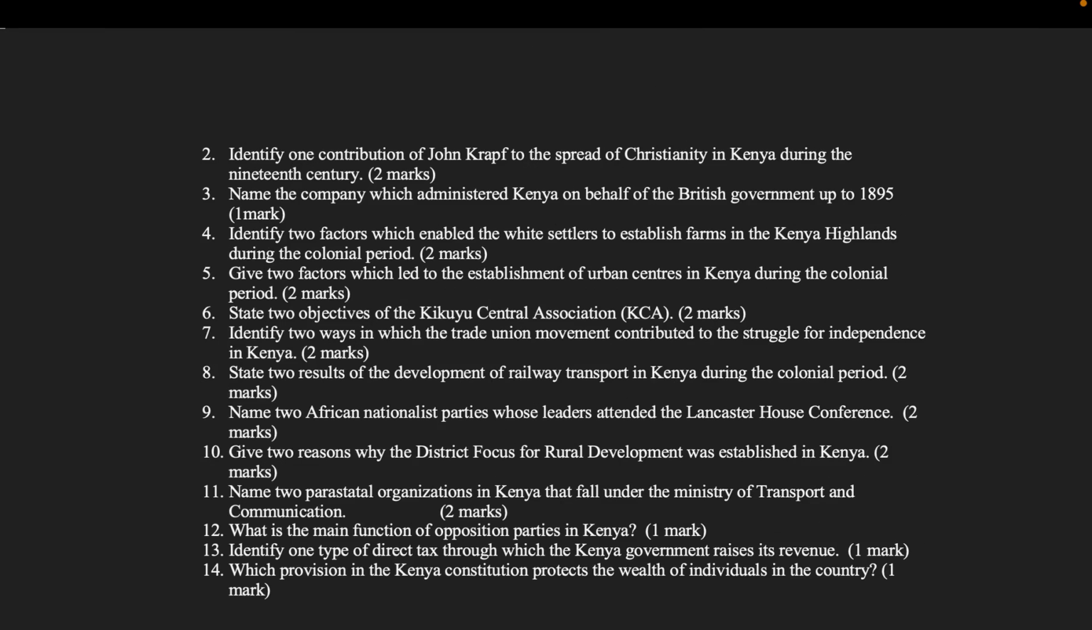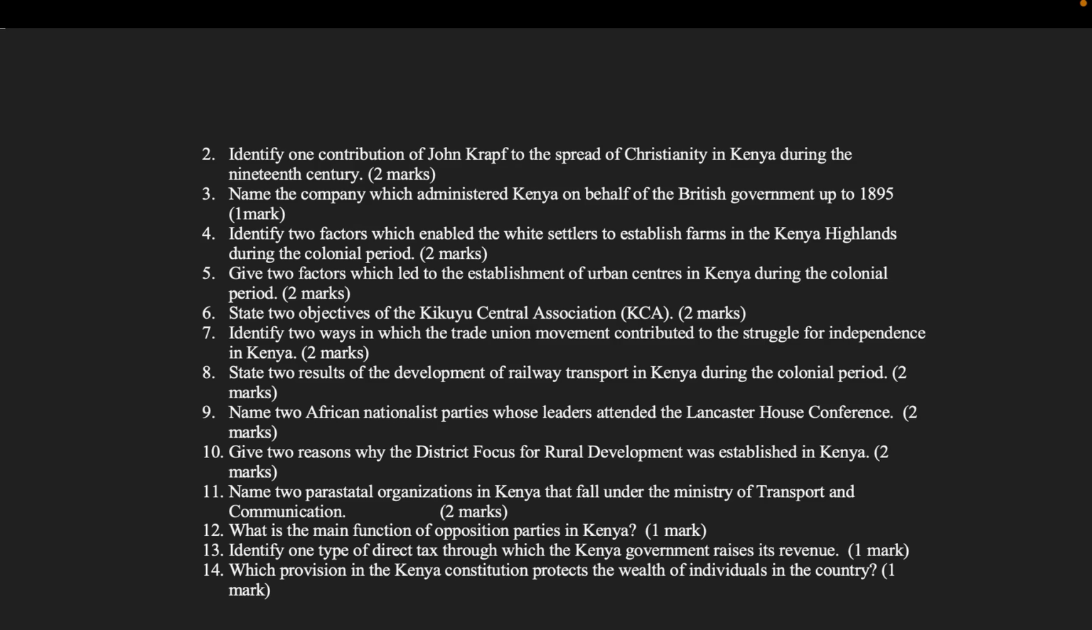9. State two results of the development of railway transport in Kenya during the colonial period. It led to the loss of land among some African communities. Facilitated the movement of goods and people. Led to the development of trade between Kenya and the outside world.